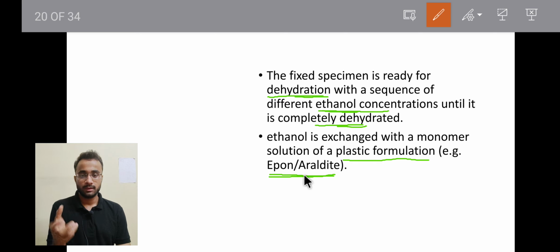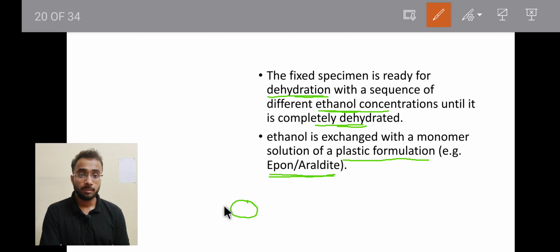See what we have to do. This is our biological sample. First, we add some fixative agents, due to which the biological processes get arrested. After that, we dehydrate this particular specimen and remove all the water from it. Then we add a plastic coating on it.